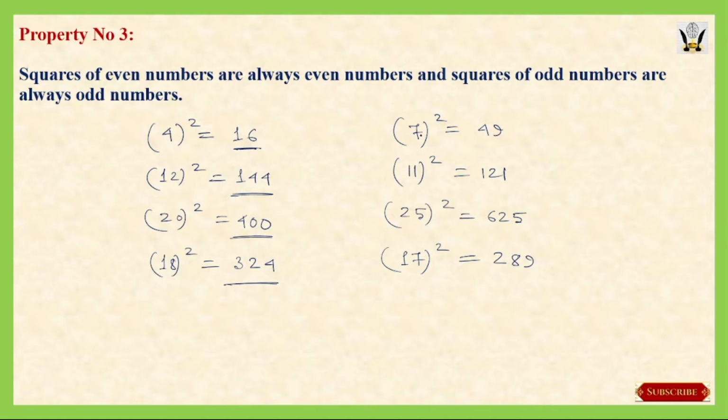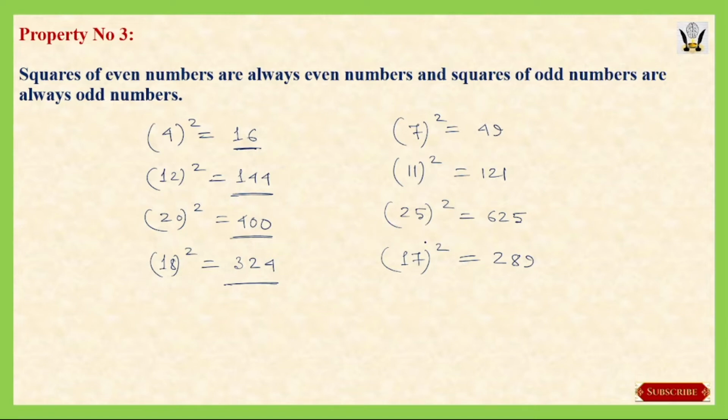So what we have seen here is that for all the odd numbers, if we take the square, then the squares of those numbers will again be odd numbers. So this is one of the properties that will help us in the exam, and it is simple to remember.